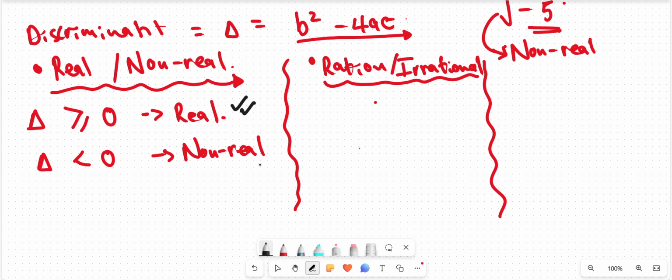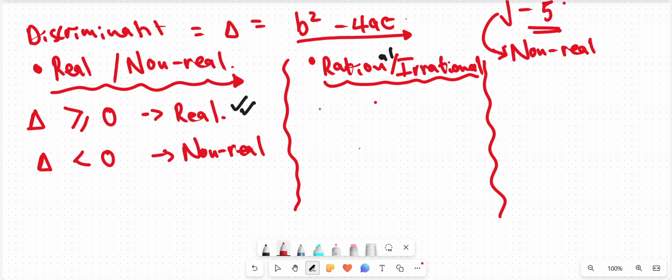For it to be rational, it has to be real, because rational and irrational numbers are already real numbers. So again, I repeat, it has to meet this criteria here. They have to be greater or equal to 0. And so how do we know if they're rational?